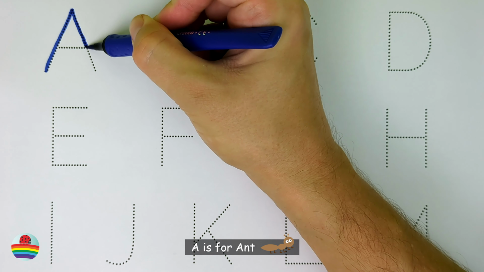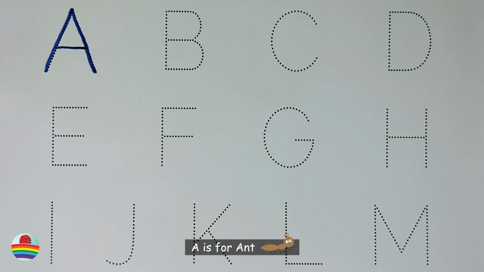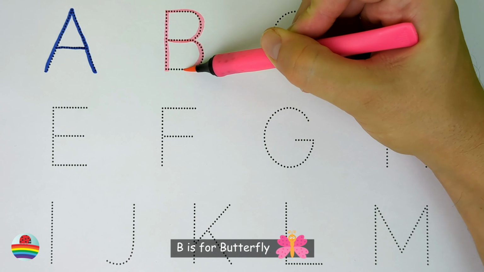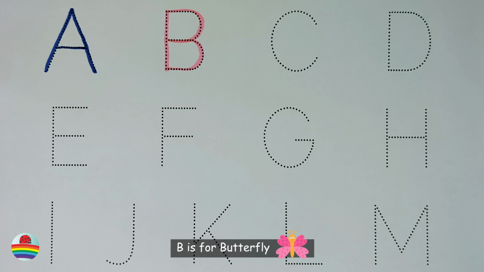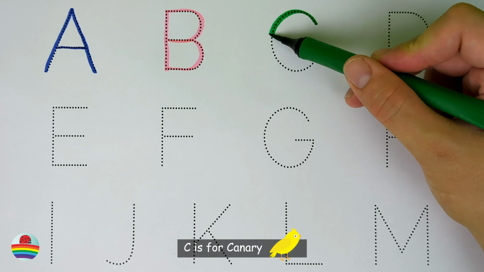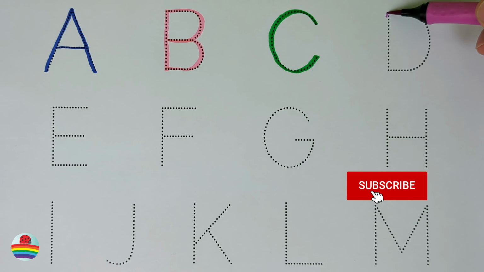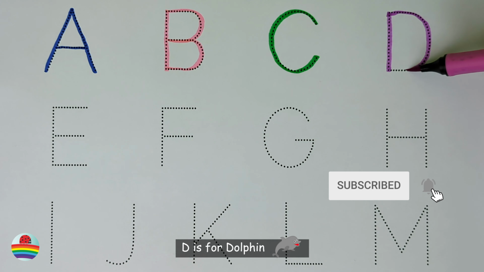A is for ant. B is for butterfly. C is for canary. D is for dolphin.